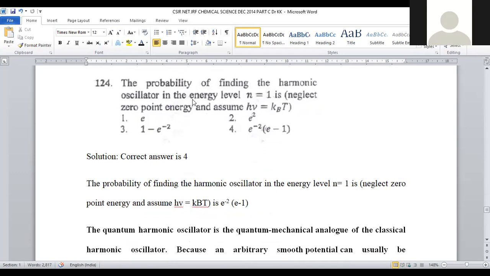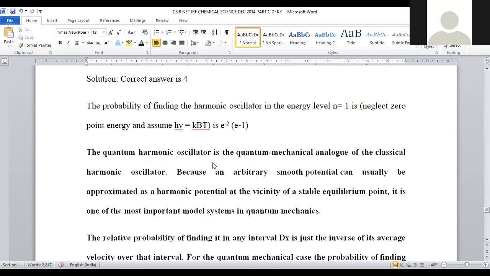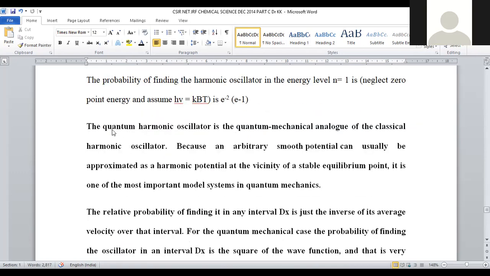In that case, the probability of finding the harmonic oscillator energy is to be predicted, right? So, the quantum harmonic oscillator. What is meant by a harmonic oscillator first? A harmonic oscillator is nothing but a quantum mechanical analog of the classical harmonic oscillator.